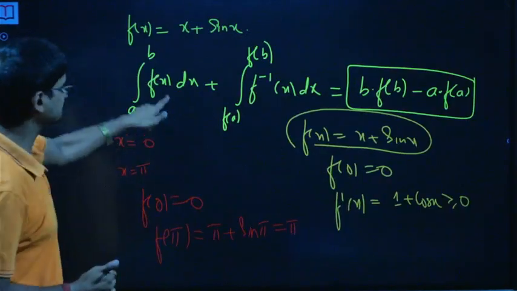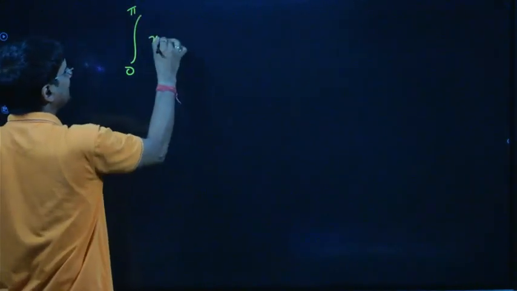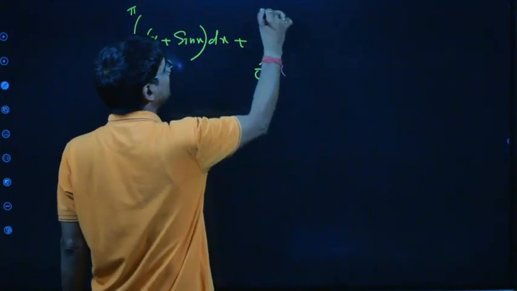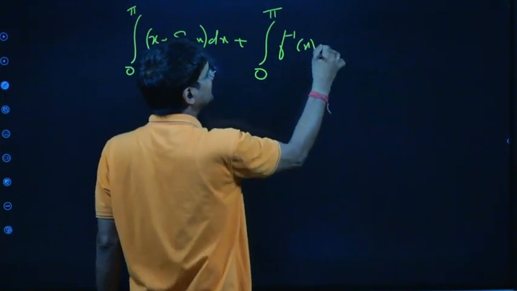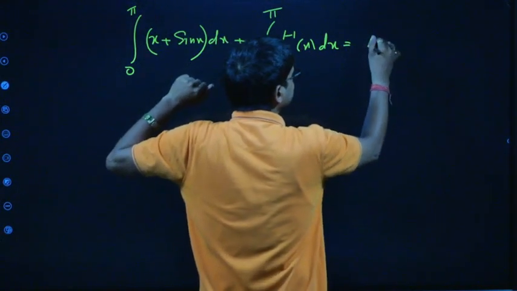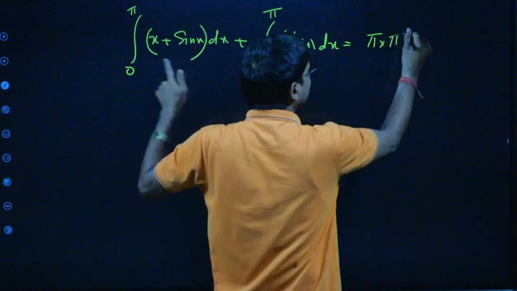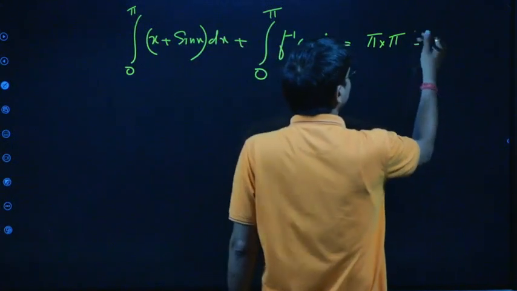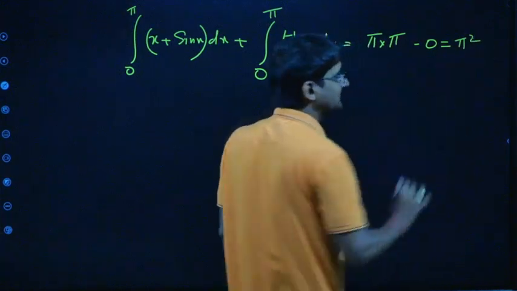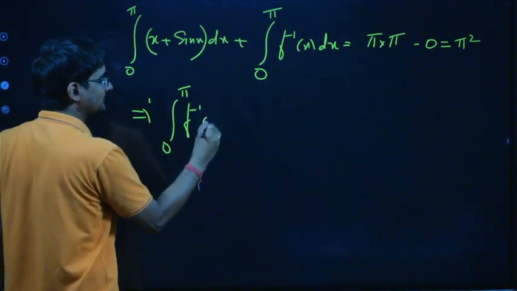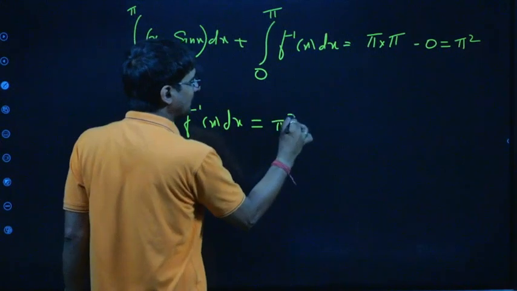Now let's go back to this property, bachon. According to this property, the integral from 0 to pi of x plus sin x dx plus the integral of f inverse x dx, with f(0) being 0 and f(pi) being pi, is pi times f(pi), which is pi, minus 0, so it's nothing but pi square. Done. So we need this, therefore the integral from 0 to pi of f inverse of x dx is pi square minus this integral.